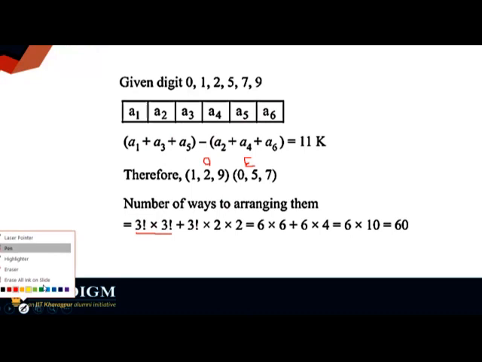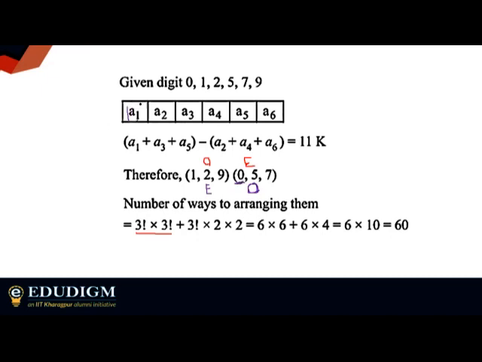Now if I'm taking the different case, suppose I'm thinking that this is in the even position and this is in the odd position. Now it gets a little tricky here, because as you can see that there's 0, and this odd position, this is A1, this cannot be 0, and that's why we have this 3 factorial into 2 into 2, because for the first position we'll have two options, either 5 or 7. For the second position you have again two options, and for the last you just have one option. So that's how you get 60.